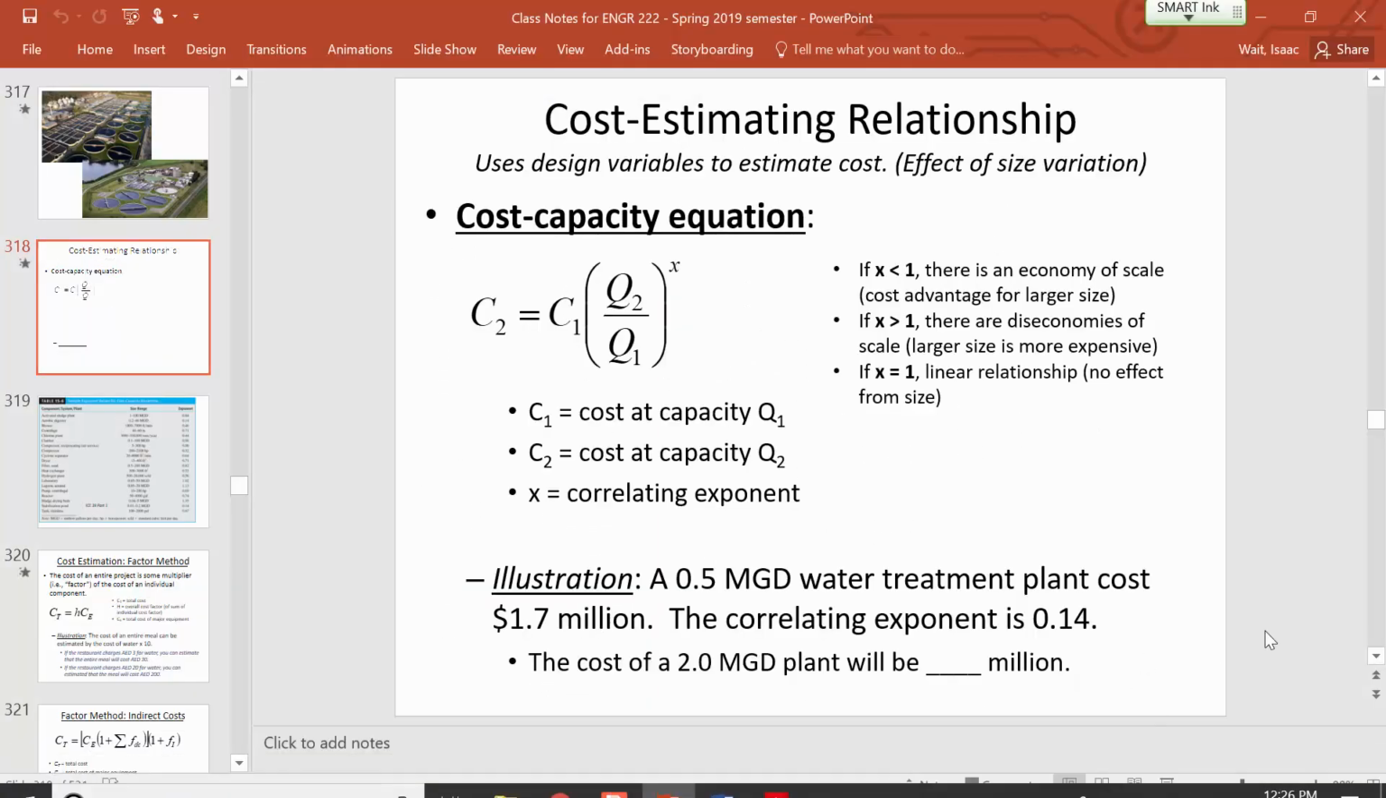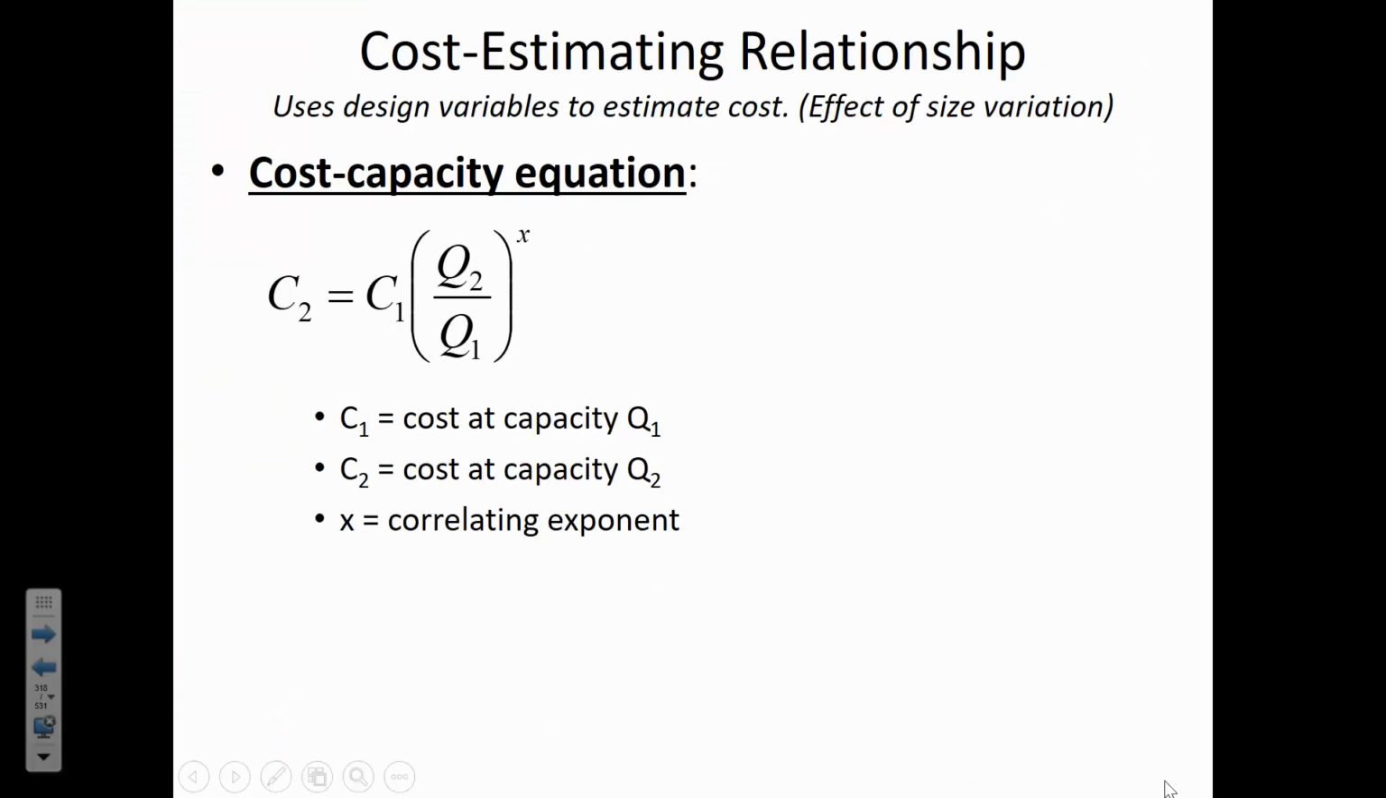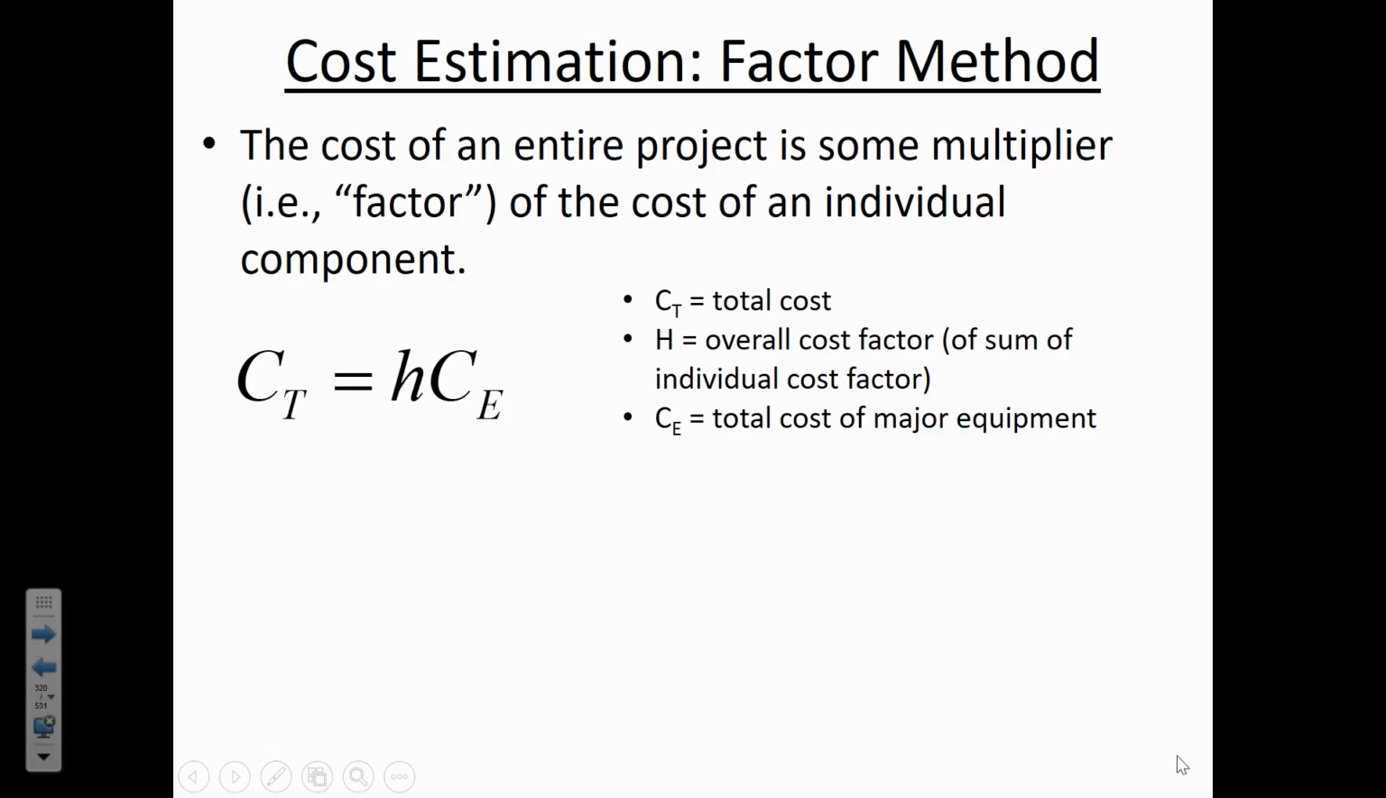All right, the other component of what we're talking about today is related to the factor method. And the main idea of the factor method is that sometimes you don't have to know the cost of everything to predict what the cost of the project is going to be. Sometimes you can just scale up the overall cost of the project by knowing the cost of one component of it, a factor. And so it's saying that the total cost of the project is going to be some cost factor multiplied by the cost of major equipment.